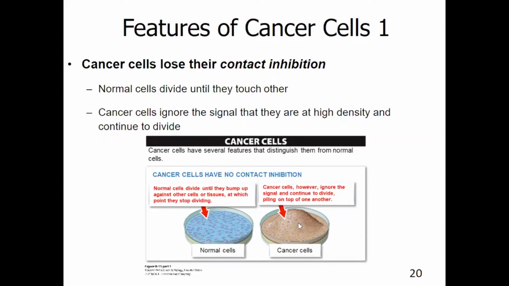Here on the right-hand side, we see cancer cells are ignoring that contact inhibition. Cancer cells ignore the fact that there are plenty of cells in this petri dish, and they continue dividing. So you can see there's almost a pile of cancer cells here in this petri dish. So cancer cells can lose their contact inhibition and therefore continue dividing even though there are more than enough cells present here.